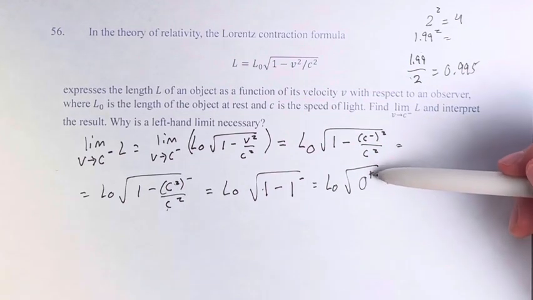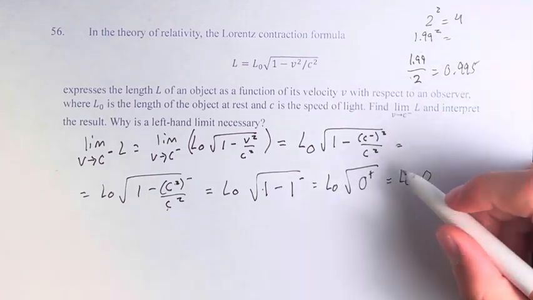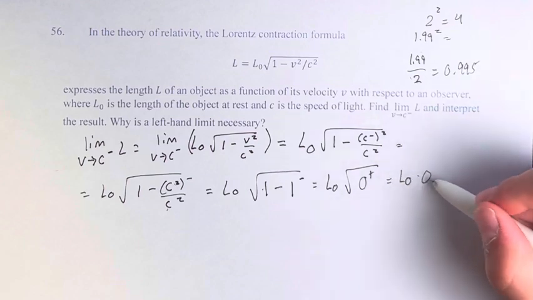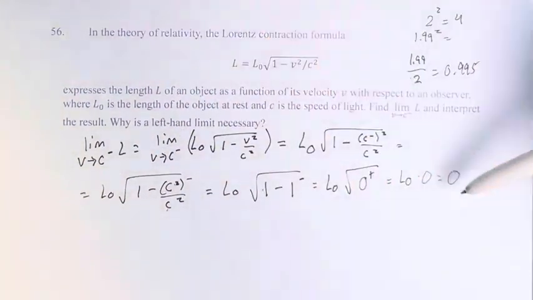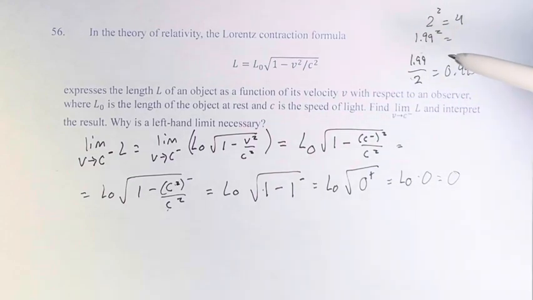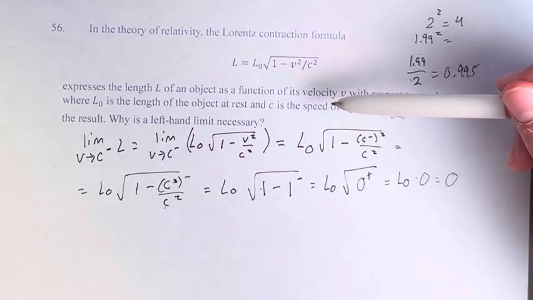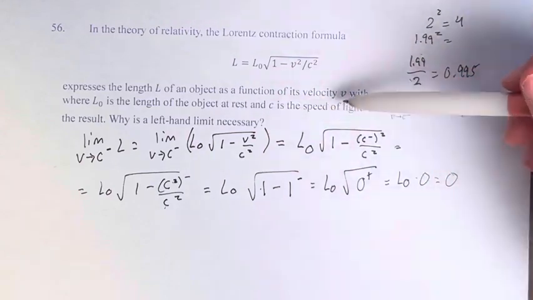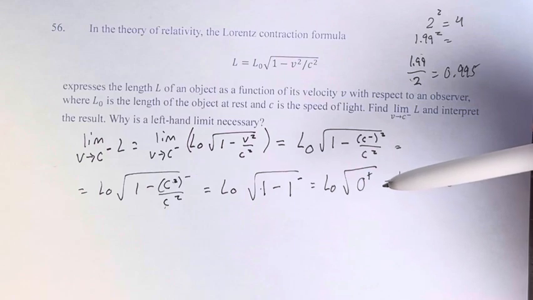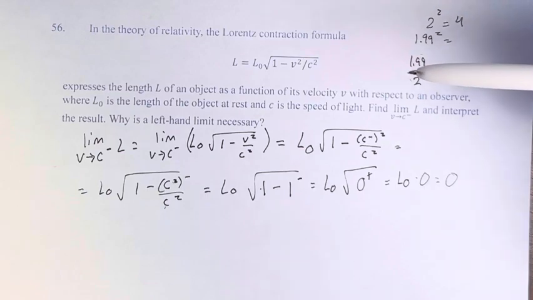And again, it's from the right, not the left, which is good because we can't take the square root of a negative number. So we can just think of this as L naught times numbers approaching 0, which means we're just multiplying by 0 basically. And L itself, as v approaches c from the left, approaches 0. So this means that as v, the velocity with respect to an observer, approaches the speed of light, the length of the object appears to shrink to nothing. If an object passed you at the speed of light, it would appear to have no length at all.